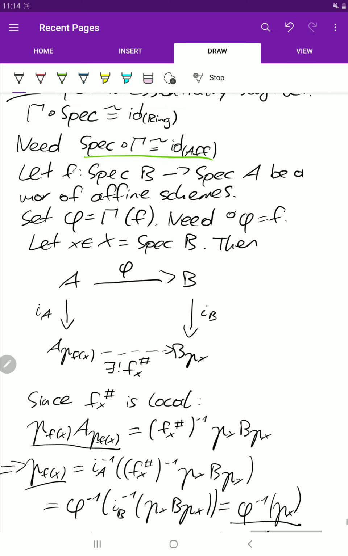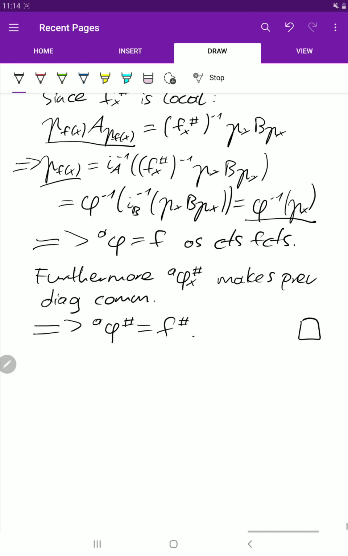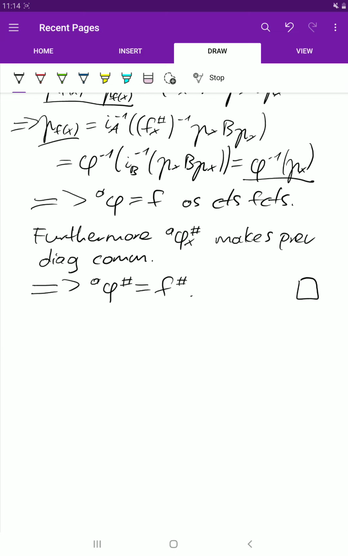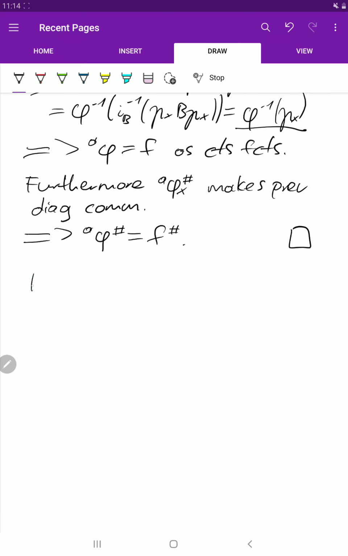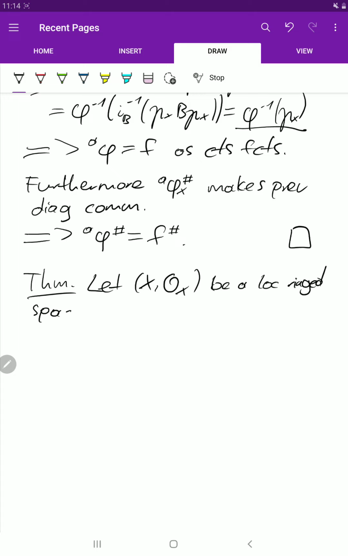Okay, so we have this equivalence of categories. That's really nice. So we know now that we can work with rings, or we can also work with affine schemes. And actually more holds true. We won't prove this, but let me state it so that you know it. Let's take a locally ringed space X and an affine scheme.